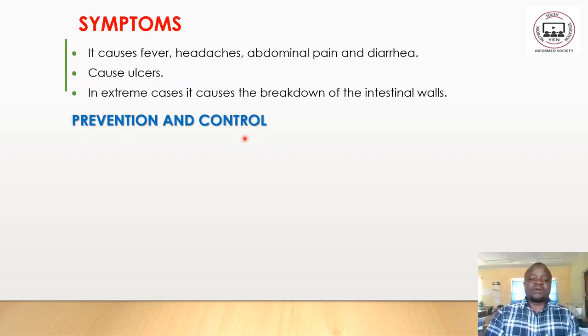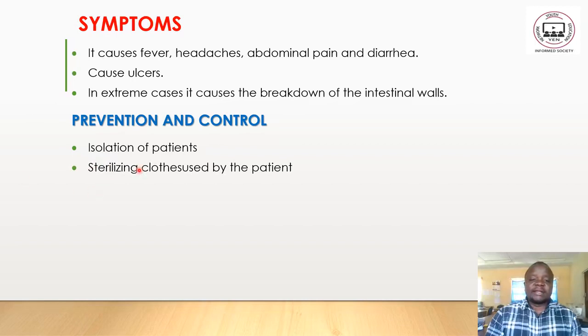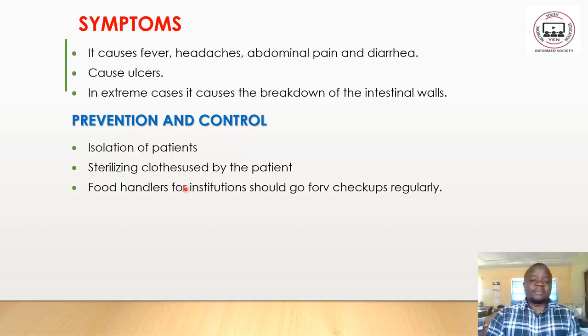Prevention and control. How can we prevent and control typhoid fever? 1. Practicing isolation of patients. Patients must be allocated in their own rooms. 2. Sterilizing clothes used by the patients. So the clothes that are used by the patients should be sterilized so that the bacteria cannot spread to other parts.